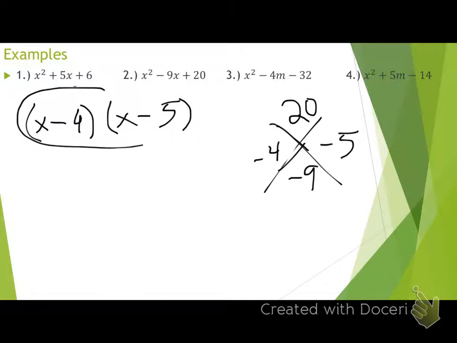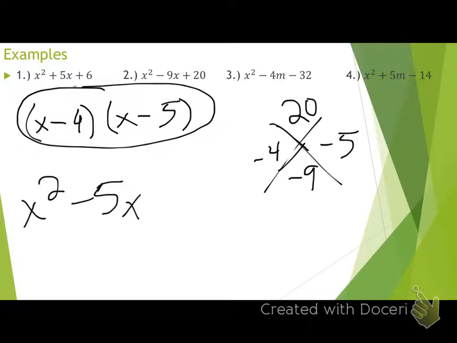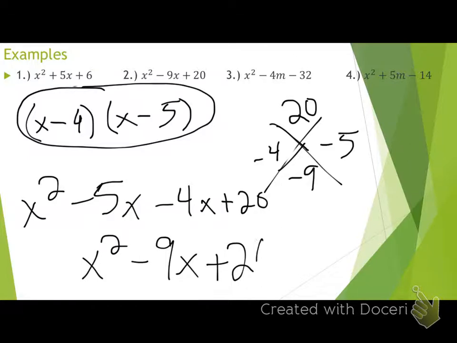X minus 4 times x minus 5. Foiling them to check my solution. X times x is x squared. X times negative 5 is negative 5x. Negative 4 times x is negative 4x. Negative 4 times negative 5 is positive 20, which gives me x squared minus 9x plus 20. So I do know that these factors work. My answer is x minus 4 times x minus 5 for number 2.